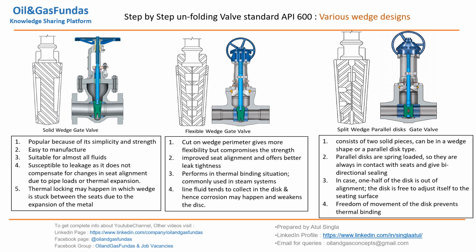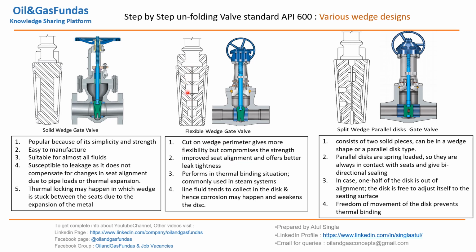What is different here from solid wedge to flexible wedge? A cut on the wedge perimeter gives more flexibility but compromises the strength. Here we have a cut in between. Although we are adding this cut to have some flexibility, it compromises the strength at the same time. It improves the seating alignment.